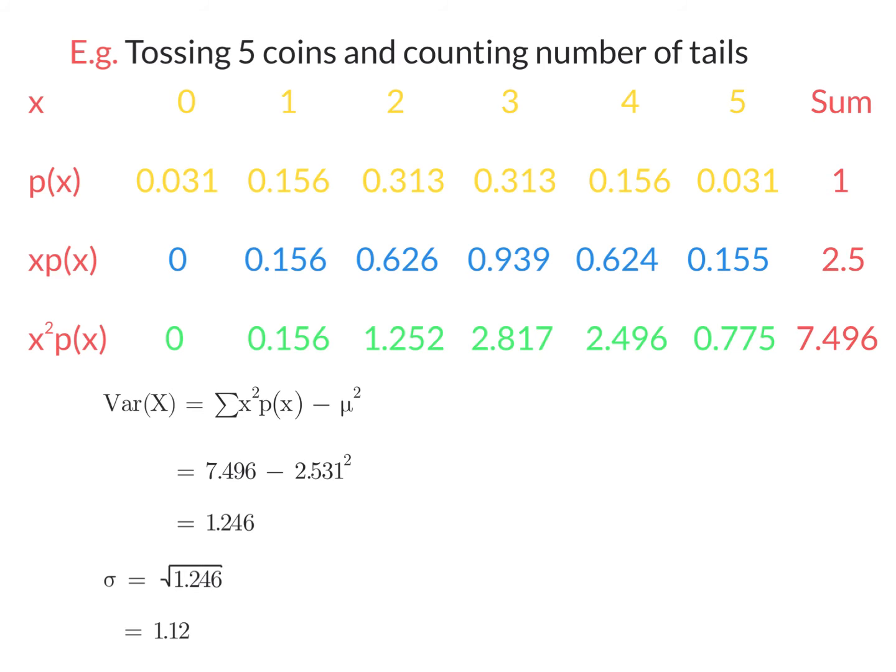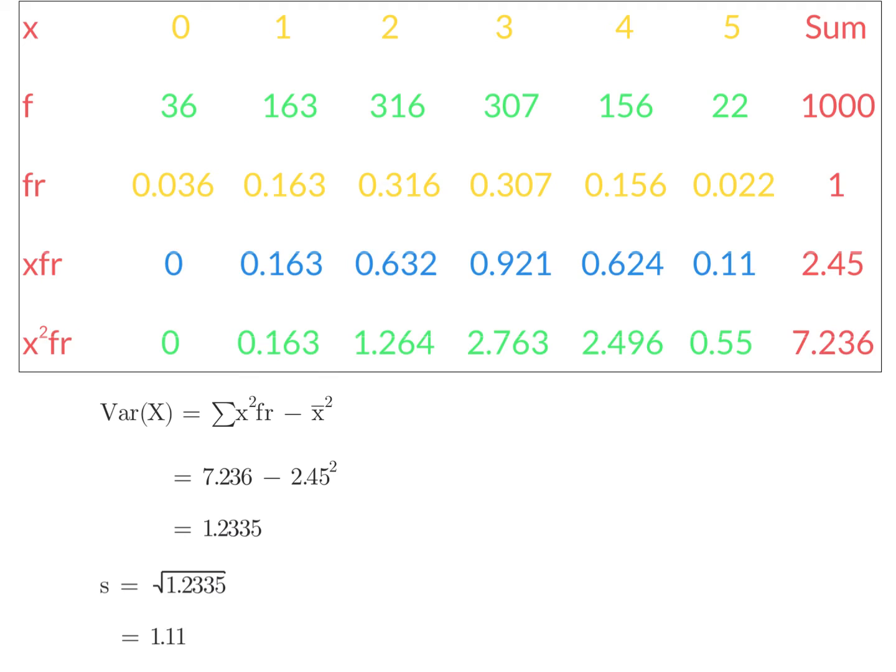Now, using a program, I've conducted this experiment 1,000 times and recorded the number of times a tail appeared on the 5 coins that were tossed. No tails appeared 36 times, 1 tail appeared 163 times, 2 was 316, 3 was 307, 4 was 156, and 5 tails appearing on all 5 coins 22 times. That adds to the 1,000 tosses that were conducted.